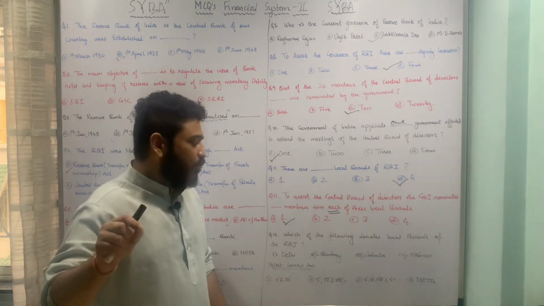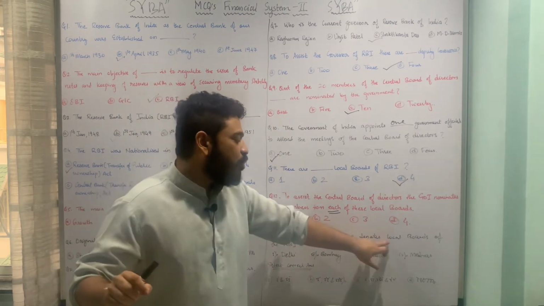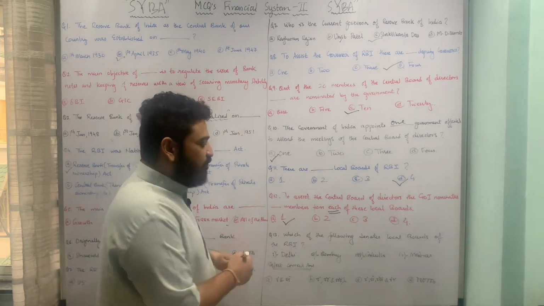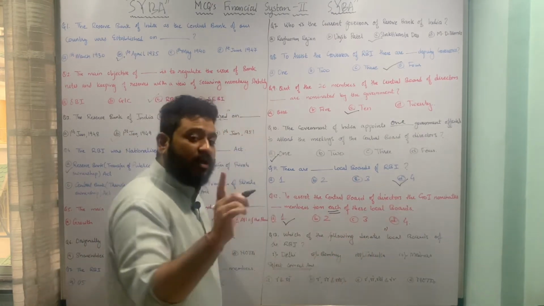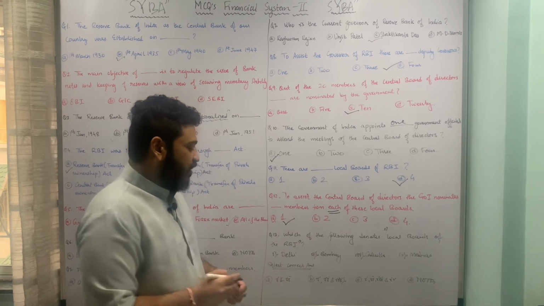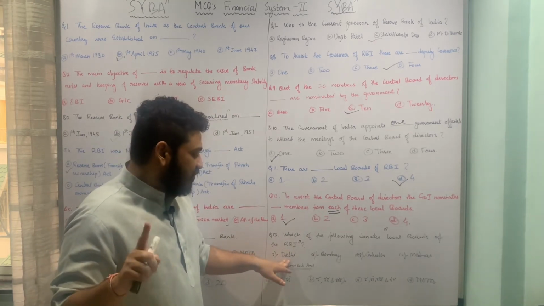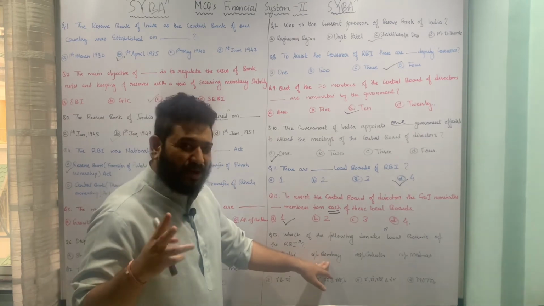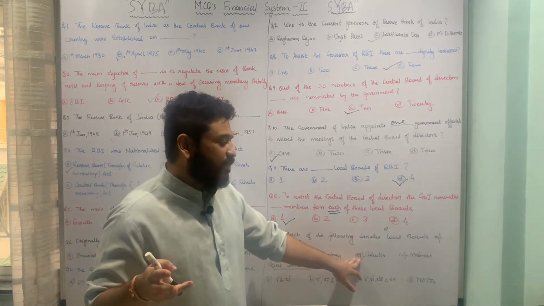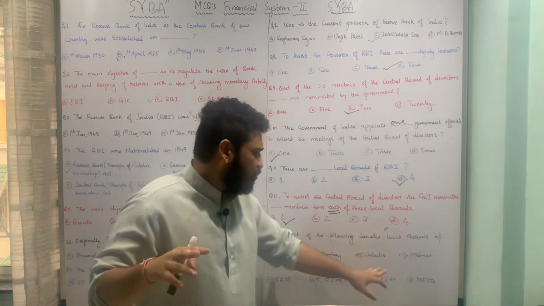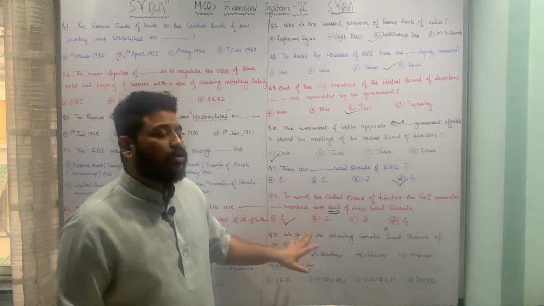Which of the following denotes the local boards of Reserve Bank of India? The underlying names are: the first name is Delhi, the second name is Bombay or Mumbai now, the third is Calcutta, and fourth is Madras or Chennai. So these are the names. Which of the following denotes local boards of India?